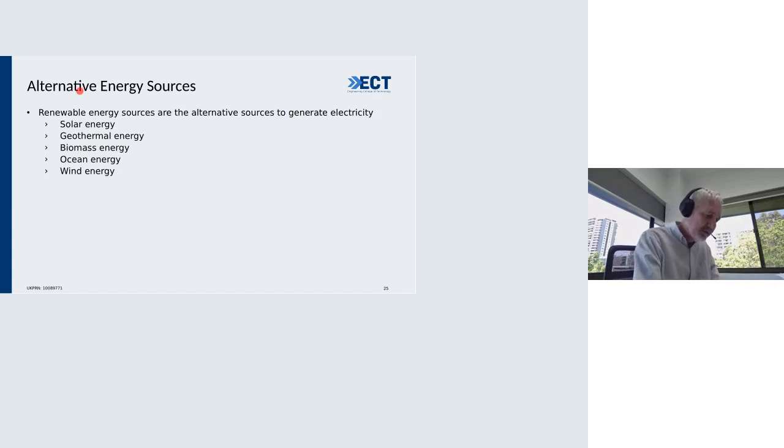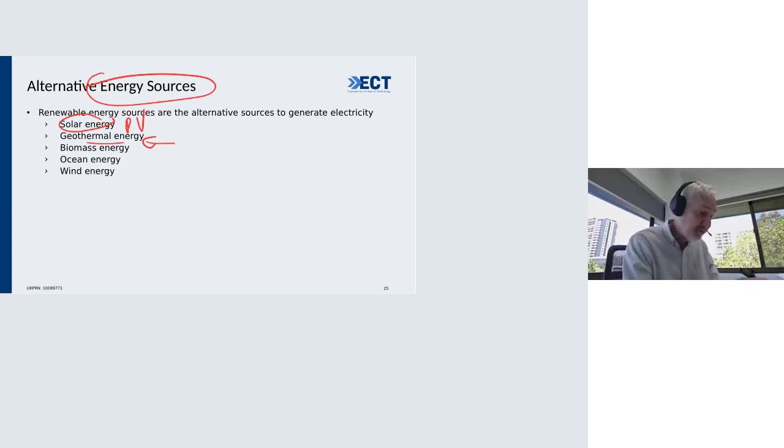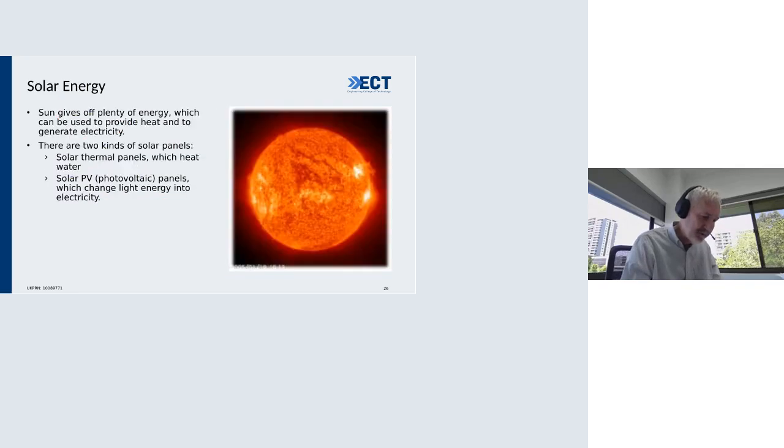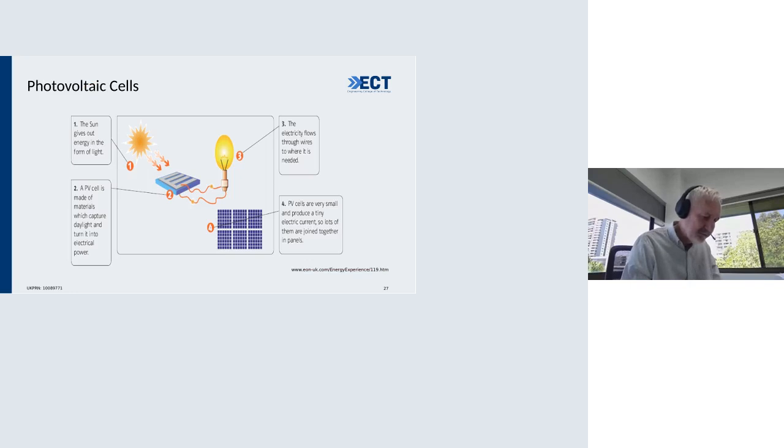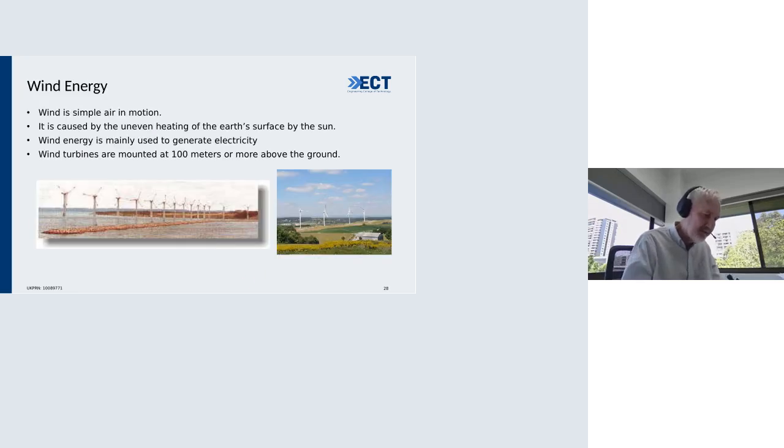And of course, you've got alternative renewable solar energy, which is probably photovoltaic cells, geothermal energy, New Zealand, for example, although you can run out, biomass energy, ocean energy, and the other one is, of course, wind energy, which is very popular. Solar energy, photovoltaic cells, and the idea is that you generate electricity from the sun, very popular.